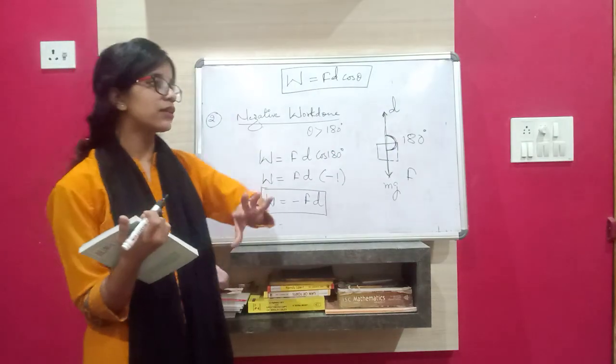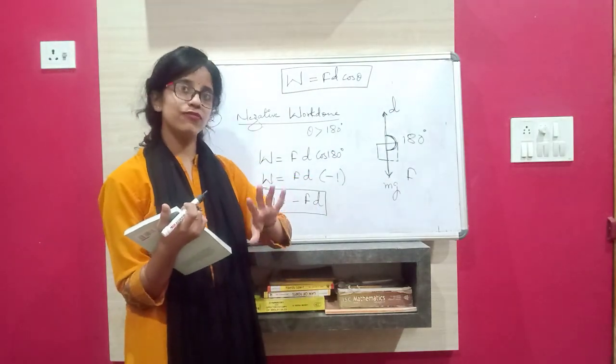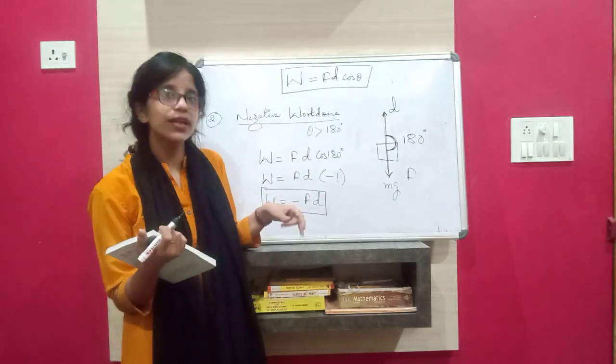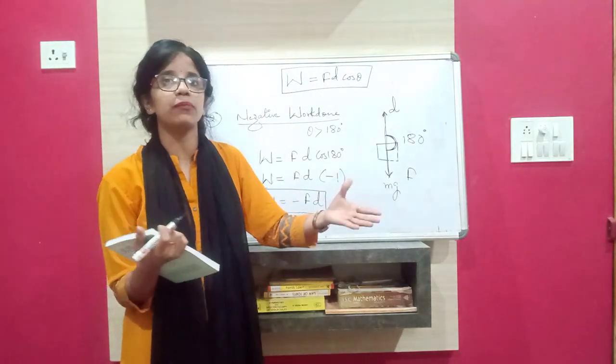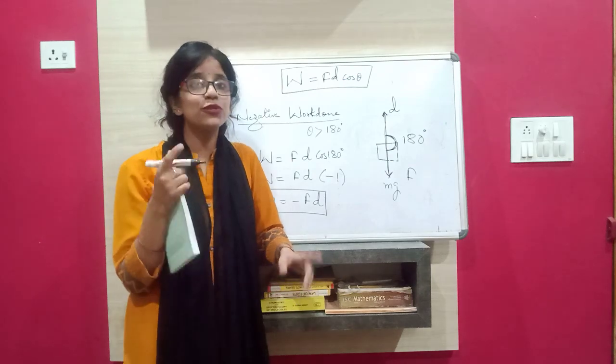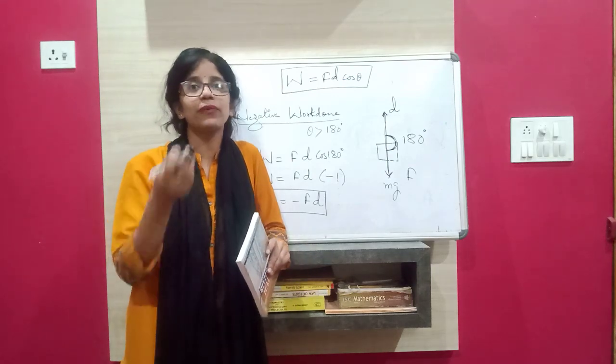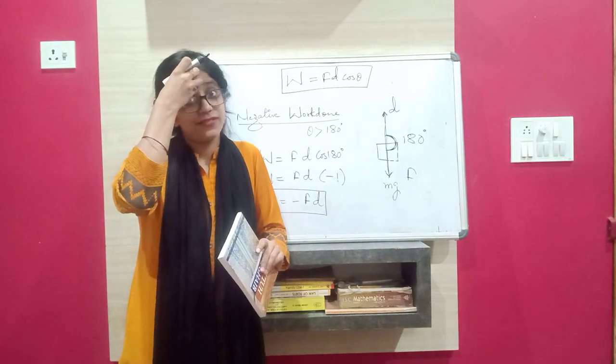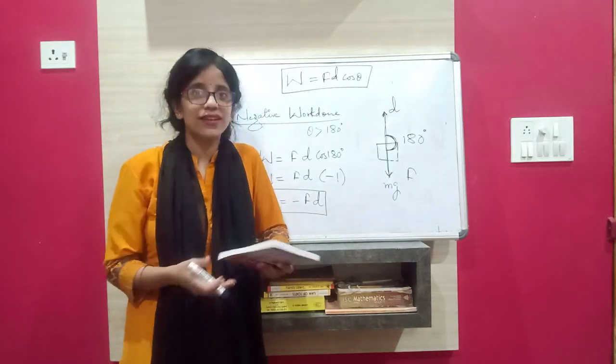So whenever there is a motion against gravity, we always get the value of work done negative, and that's how it is called negative work done. There are other certain examples. This is for you to think. Can you give another example in which you can find the work done negative? I can give you one example.